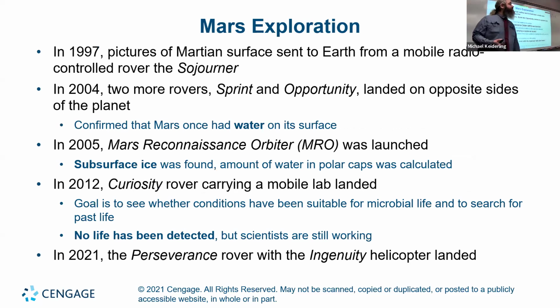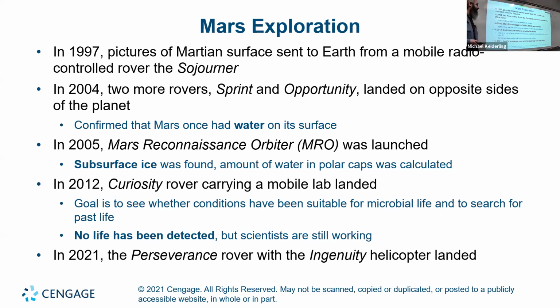Now, Mars is the most explored of the planets. So in 1997, pictures of the Martian surface were sent to Earth from a mobile radio-controlled rover, the Sojourner. In 2004, 2 more rovers, Spirit and Opportunity, landed on opposite sides of the planet and confirmed that Mars once had water at its surface. In 2005, the Mars Reconnaissance Orbiter was launched, and subsurface ice was found, and the amount of water in the polar ice caps was calculated.